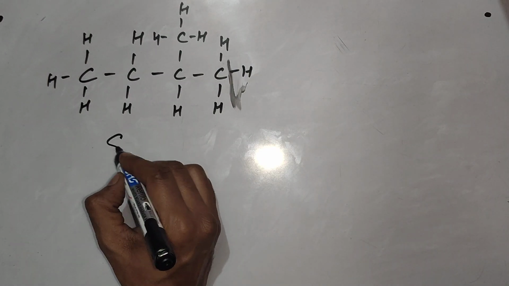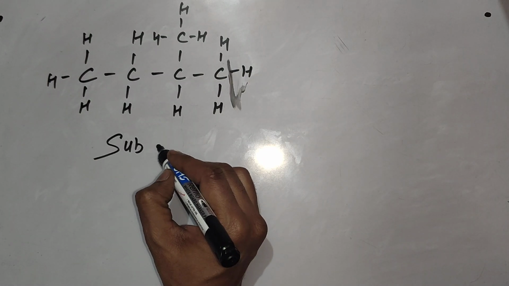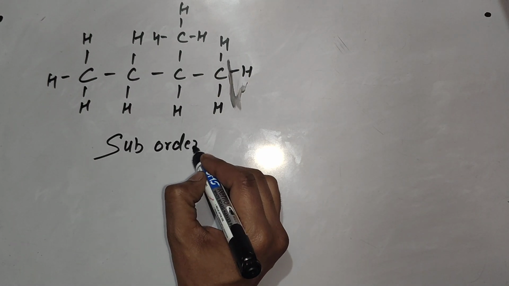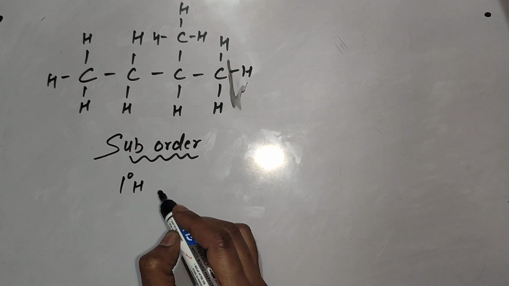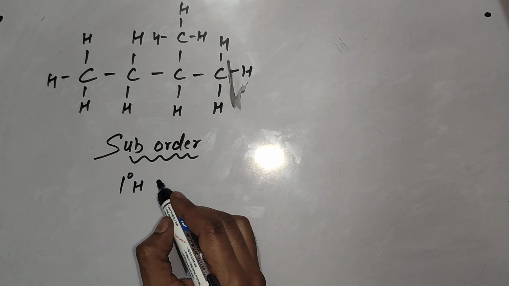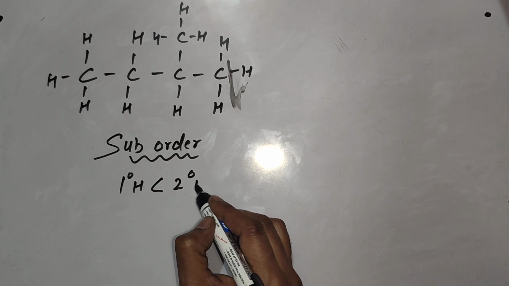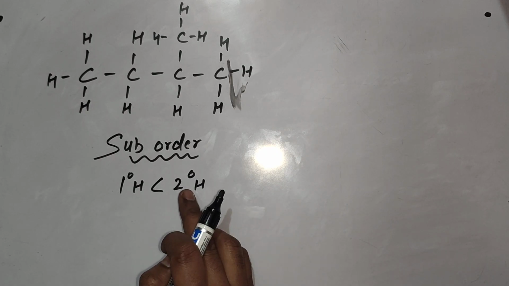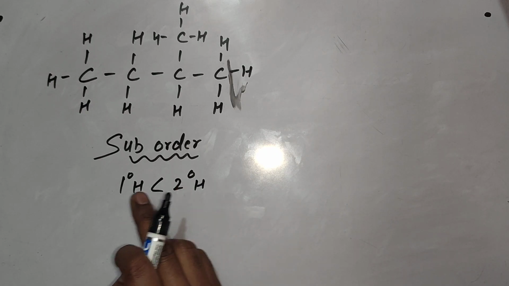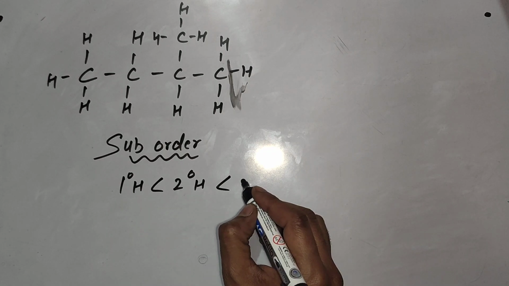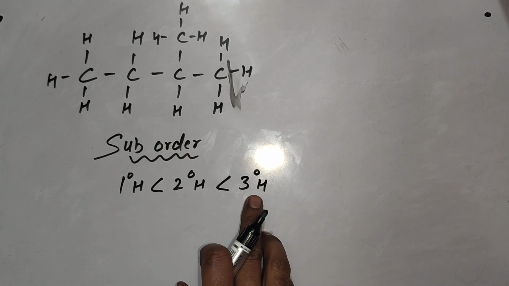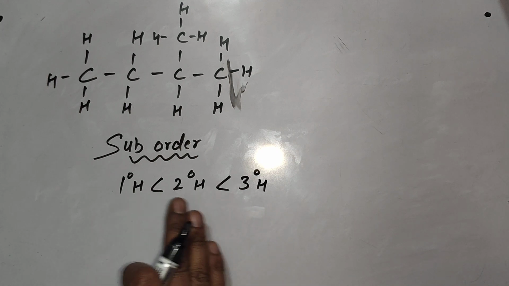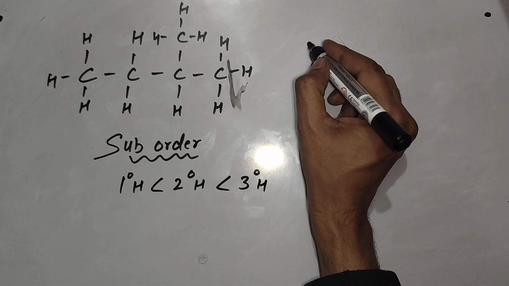Now, substitution order. 1 degree hydrogens are the least substituted hydrogens. Then 2 degree hydrogens, the rate of substitution will be more than 1 degree hydrogen. And 3 degree hydrogens are the most substituted if we compare among all. Reason.